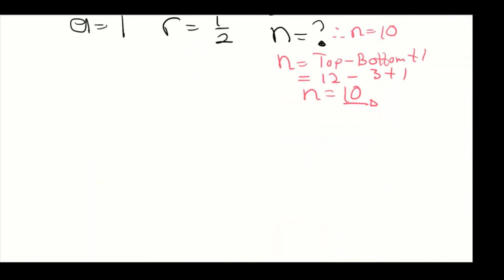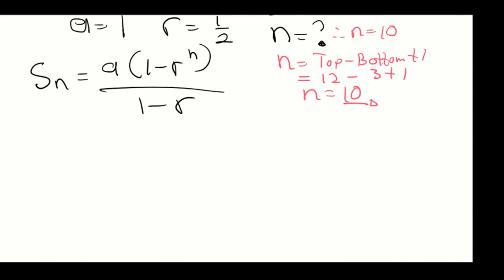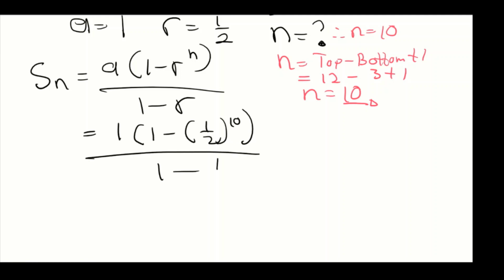The formula for a geometric sum is Sn equals a into 1 minus r to the power n, divided by 1 minus r. So our a value is 1, into 1 minus our r, which is 1 over 2, to the power of n, where n is 10 terms, divided by 1 minus 1 over 2. You punch your calculator and the solution should be 1.998.